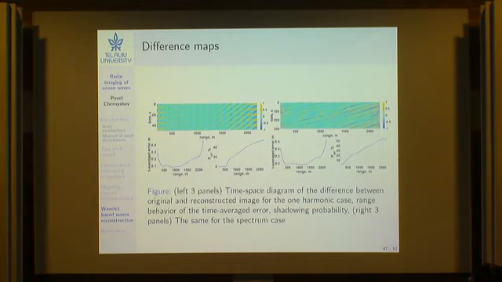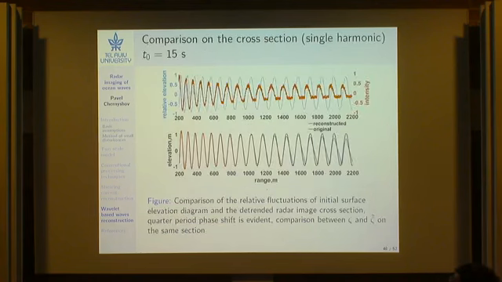So here's the difference map. You see the averaged error and the probability of shadowing. You see as probability of shadowing grows, the error grows, which is kind of logical in this case. This comparison on the section. Here you see the original relative elevation, the radar image on the section, and here the comparison of original and reconstructed. Pretty not that bad, yeah?